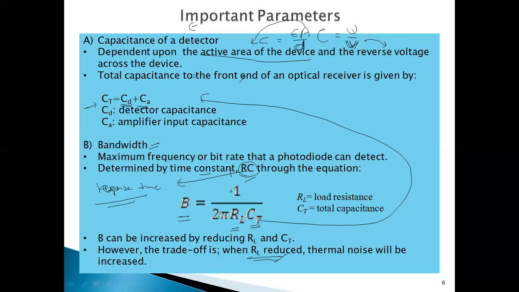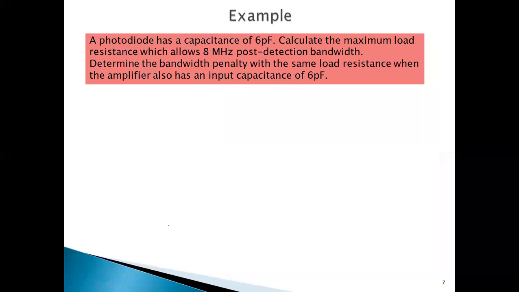So we are going to see later on in this lecture the relationship between the thermal noise and the load resistors. But up to now we agree that if we reduce the RL and the CT, the load resistors and the total capacitance of your optical receiver circuit, for sure the B will be increased. But reducing the RL will increase the thermal noise, which is unwanted. Okay, let's have a look at this example.